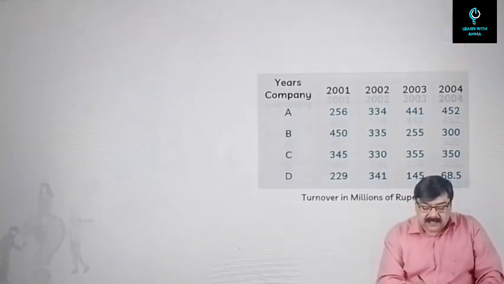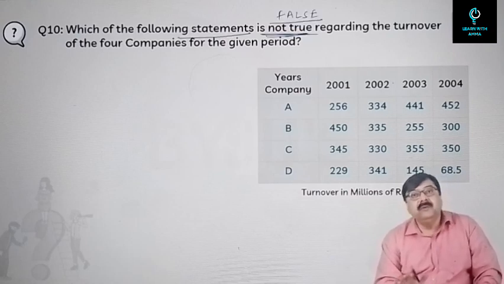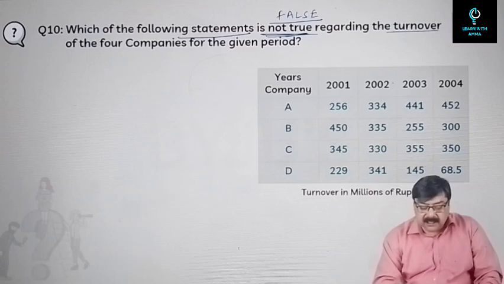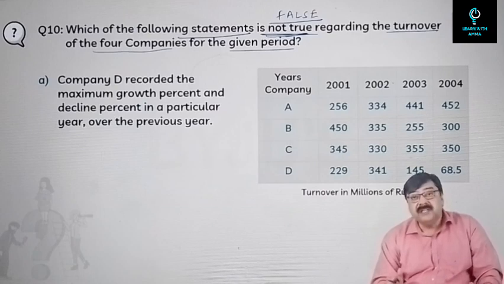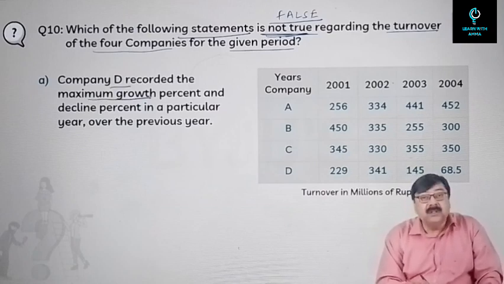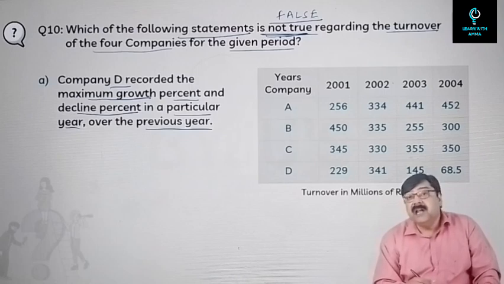Now, which of the following statements is not true? Not true means false. Please make sure that you convert not true into false, and just keep that word in your mind. So which of the following statements is false regarding the turnover of the 4 companies for the given period? So we will have to verify each of the 4 statements. So company D recorded the maximum growth percent and decline percent in a particular year over the previous year. This means that you will have to work out.